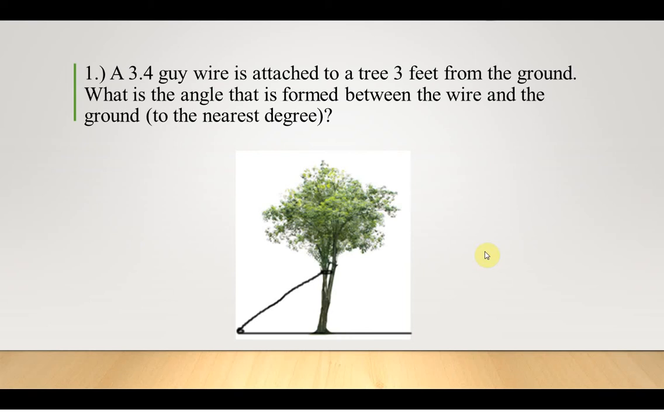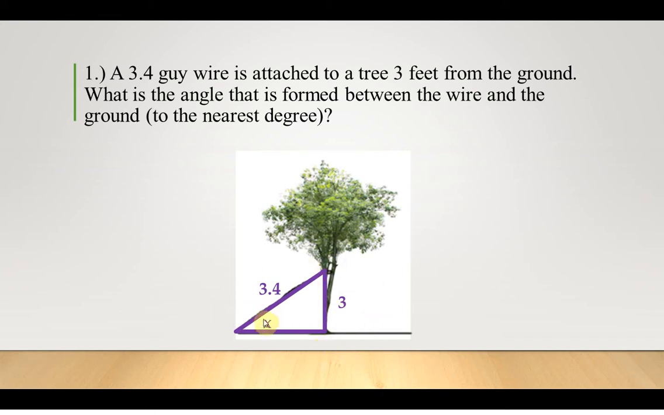A 3.4 foot guy wire is attached to a tree 3 feet from the ground. What is the angle that is formed between the wire and the ground to the nearest degree? So again, we have our right triangle here. We know that the guy wire is attached 3 feet from the ground. So it's attached to the tree 3 feet from the ground, not down here, it's on the tree. So that's the height. The guy wire itself is 3.4 feet. And we're looking for the angle that it makes with the ground.